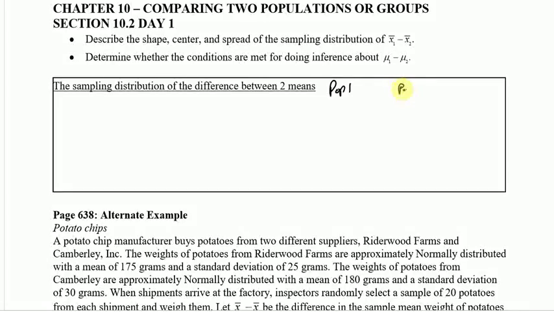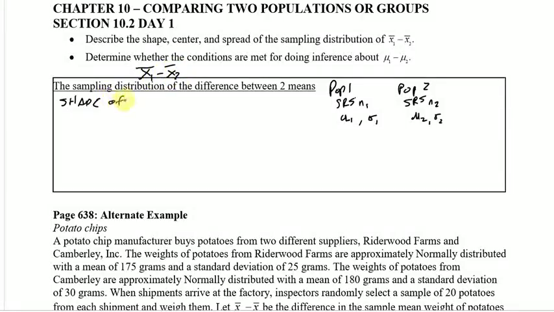So if we have two populations, population 1 and population 2, okay, we've got a simple random sample of size n1 and a simple random sample of size n2. Our mean is mu sub 1 and our mean here is mu sub 2. And we have the standard deviations, sigma sub 1 and sigma sub 2. So if we're looking at a sampling distribution, our sampling distribution would then be of x bar 1 minus x bar 2.